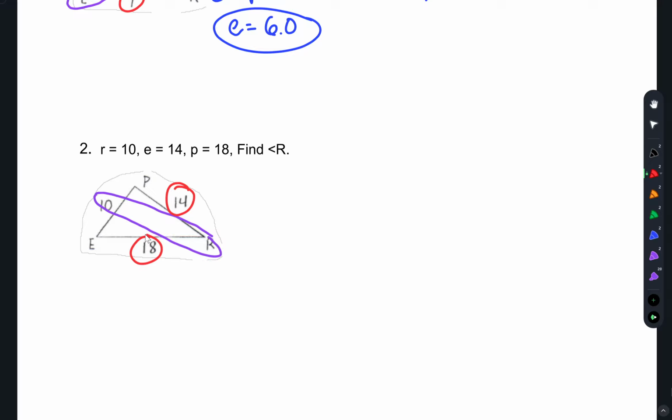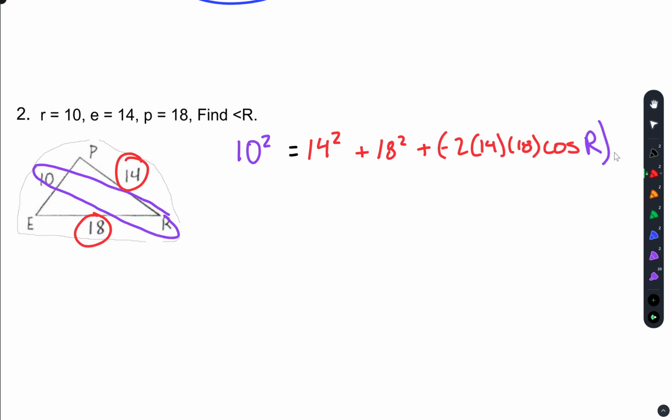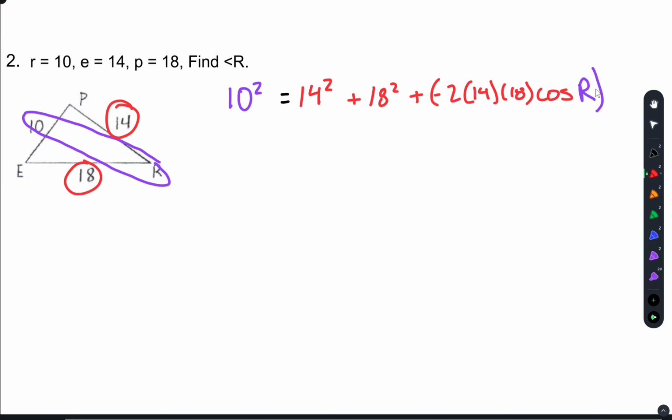The side always comes first, so the 10 squared is going to come first, equals, and now I have B and C, so 14 squared plus 18 squared plus negative 2 times 14 times 18, cosine, and now I don't know the angle, so that's where my variable is going. Everybody good with this formula?